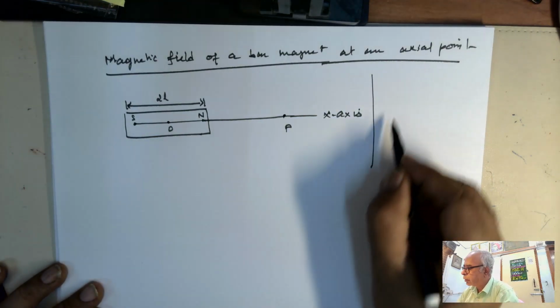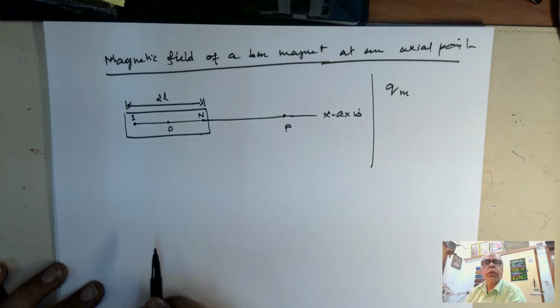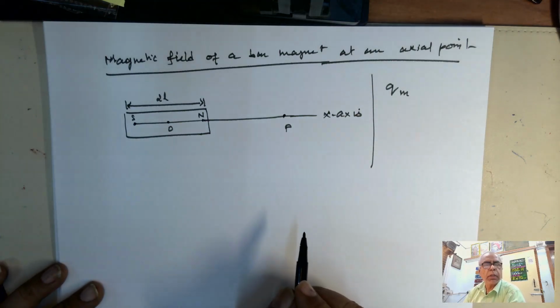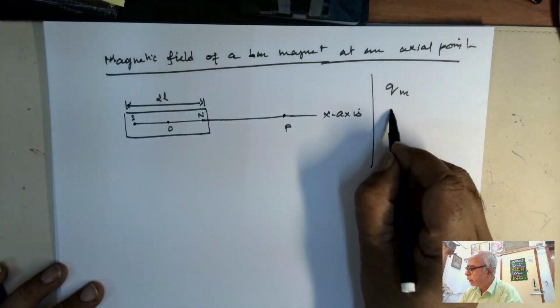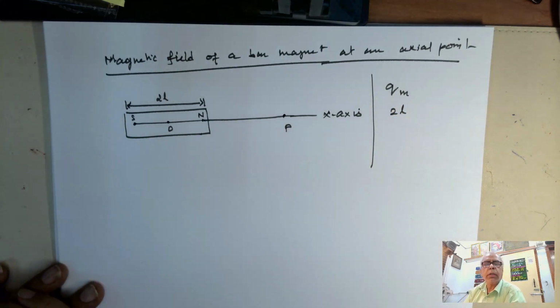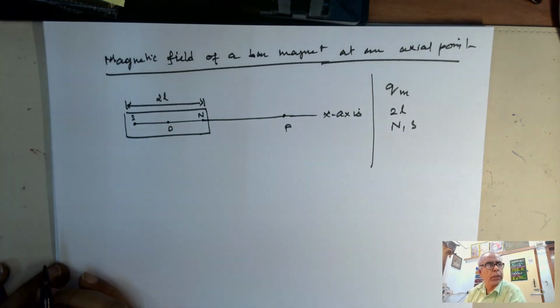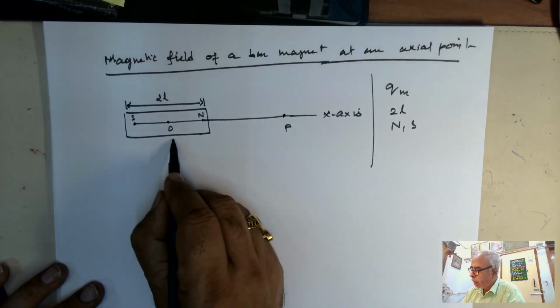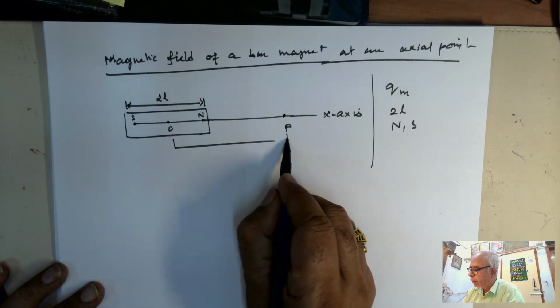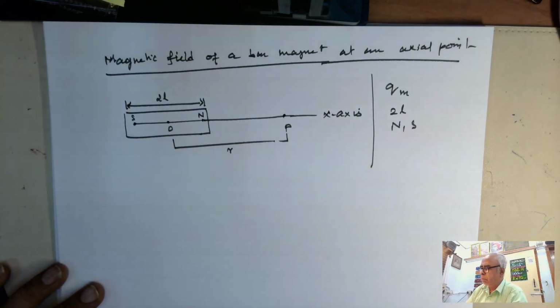The pole strength is Qm, that dimension, pole strength Qm, length of the bar magnet 2L. N and S represent the north pole and south pole respectively. R is the distance between the point of influence and the center of the bar magnet.